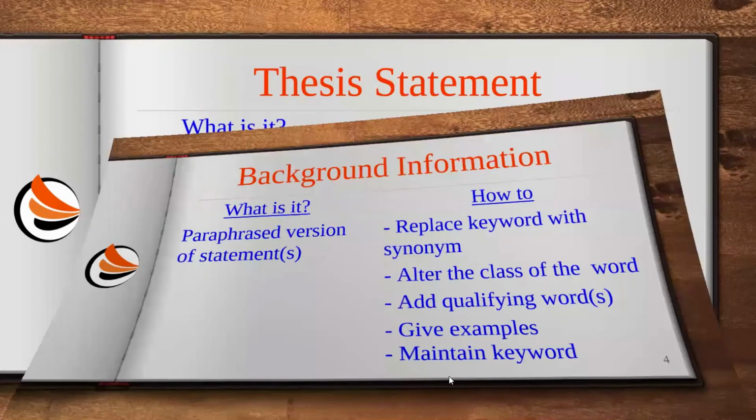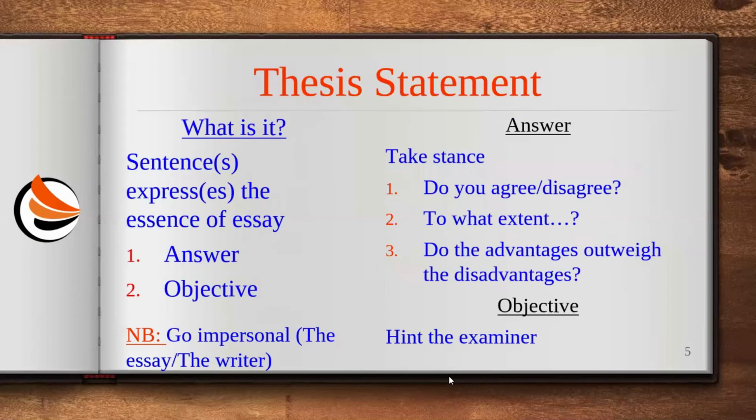Then you move to the next part of the introduction, which is a thesis statement. And we mentioned early on that the thesis statement has two parts. It has the answer and then the objective. What is the thesis statement? It is a sentence. Sometimes there may be more than one. It is a sentence that expresses the essence of the essay. It tells the examiner that this is the pivot. This is the central part. The entire essay that you would write would hinge on the thesis statement that you have.